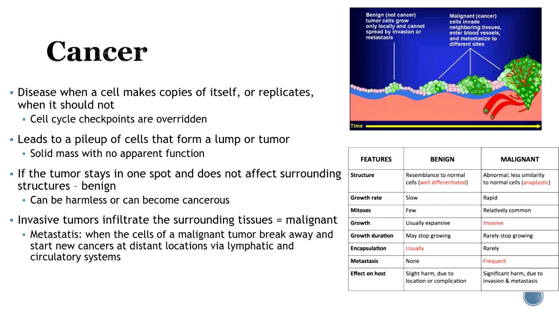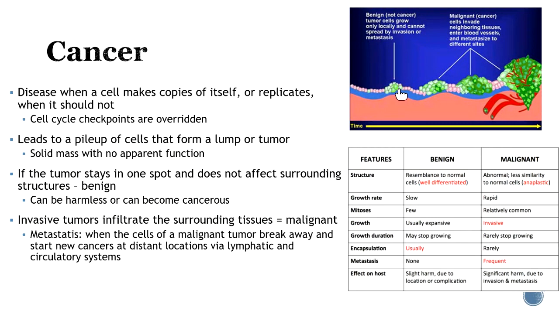Now, what cancer is, it's a disease when the cell makes copies of itself, replicates, when it should not. Basically, cancer is when we override those cell checkpoints. We keep dividing and dividing and dividing. So what happens is this cell right here overrode all the checkpoints and it keeps dividing and dividing, and eventually it leads to a pile up of cells because it's rapidly dividing. And then it gets this mass which is called your tumor.